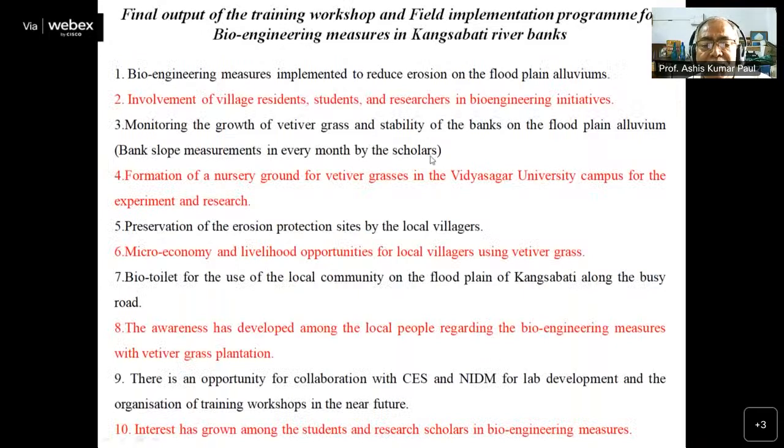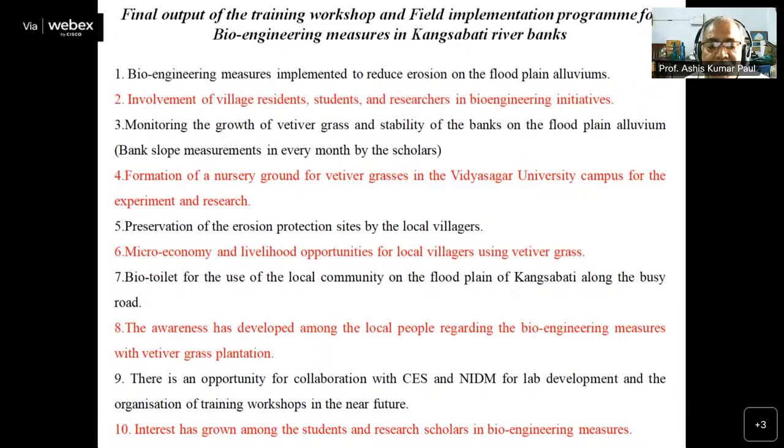The bioengineering measures were implemented to reduce erosion in the floodplain alluviums, with the involvement of village residents, students, and researchers in the bioengineering initiatives. Then the monitoring of the growth of the vetiver grass and stability of the banks on the floodplain alluvium, with bank slope measurements every month by the scholars, will be conducted later, and it has already started. And then the formation of a nursery ground for the vetiver grasses in the Vidyasagar University campus for experiment and research work by the students and research scholars from our Center for Environmental Studies, and also from different disciplines of our Vidyasagar University. And then the preservation of the erosion protection sites by the local villagers.